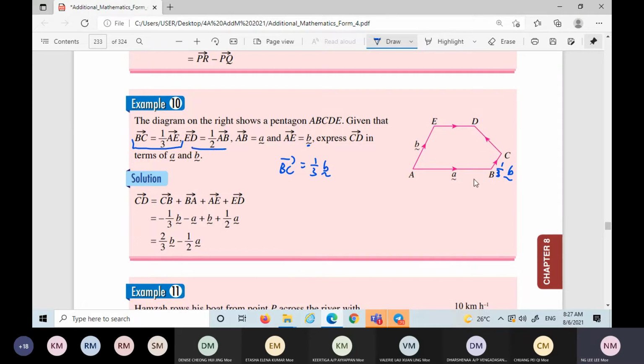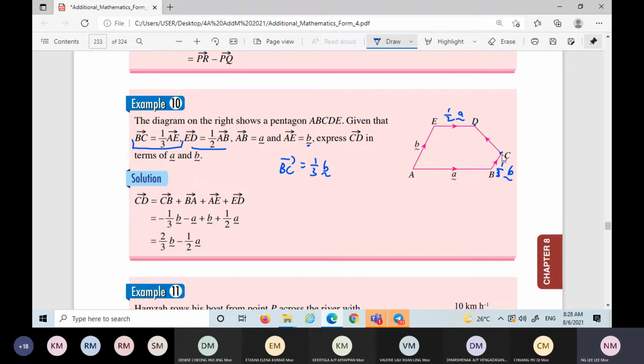Next, the same thing. ED is half of AB. AB is A, so ED is half A. Same, ED and AB are parallel, because they can be related with a scalar product. Now I have gathered all the information. They want from C to D. For this you have to use the polygon law. From C, I go this way: C to B, B to A, A to E, E to D.